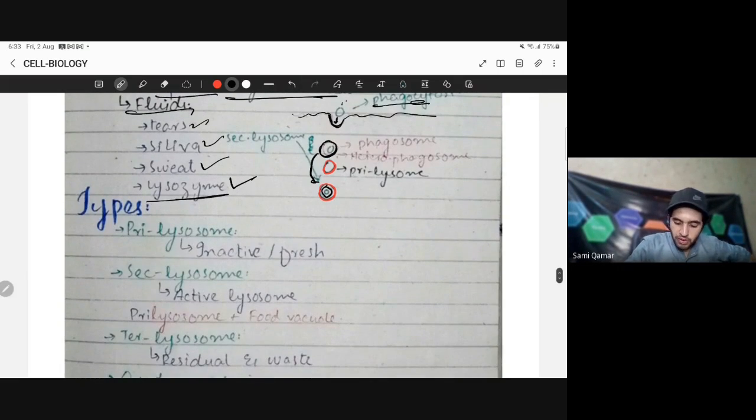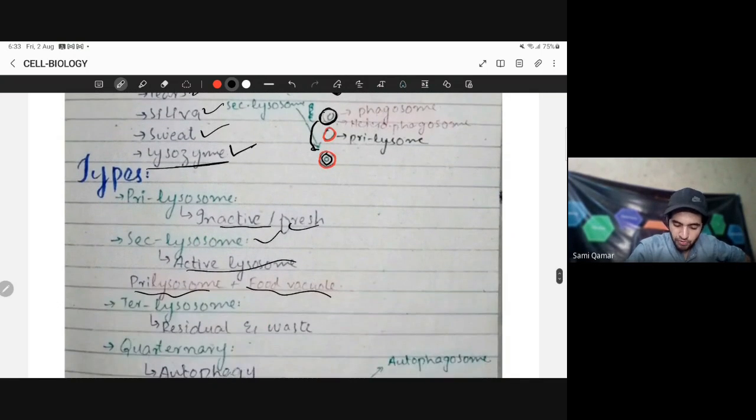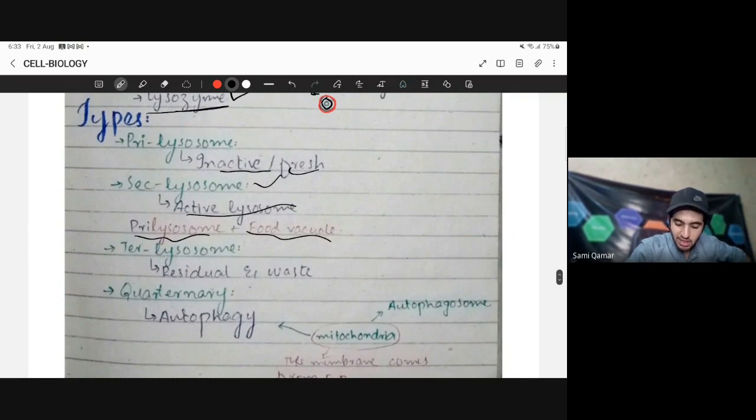Now, primary lysosomes are inactive and fresh. Secondary lysosomes are active lysosomes. They are the primary lysosome plus food vacuole, that is, phagosome plus primary lysosome is known as the secondary lysosome. Tertiary lysosome is residual plus waste.